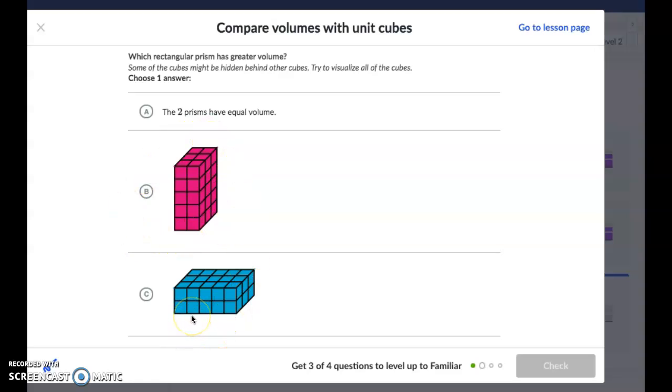Let's go down to the blue one. Length, 1, 2, 3, 4, 5, times the width, 5 times 1, 2, 3 is 15. And then 15 times the height is 2. So 15 times 2 is 30. So our volume for both of these figures is 30. So we're going to choose that the two prisms have equal volume.